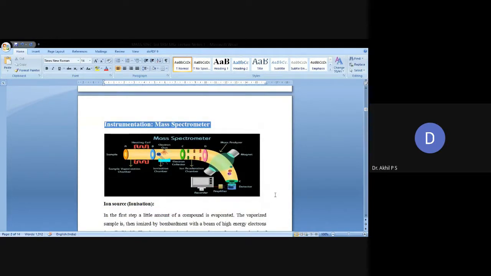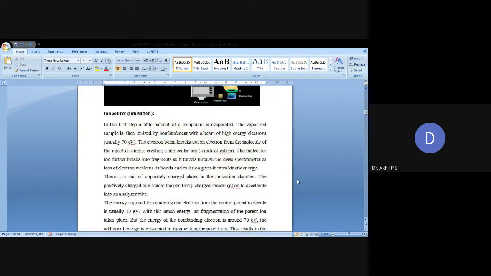Instrumentation. It consists of a sample vaporization chamber, ionization chamber, electron collector, ion acceleration chamber, mass analyzer, magnet, detector and recorder. Ion source is the ionization process. In the first step, a small amount of compound is evaporated. The vaporized sample is then ionized by bombardment with a beam of high energy electrons, usually 70 electron volts. The electron beam knocks out an electron from the molecule of the injected sample, creating the molecular ion.